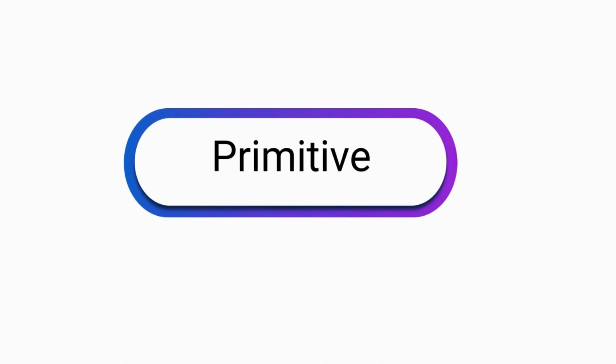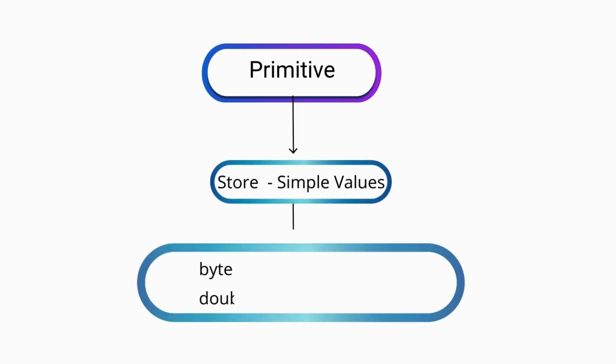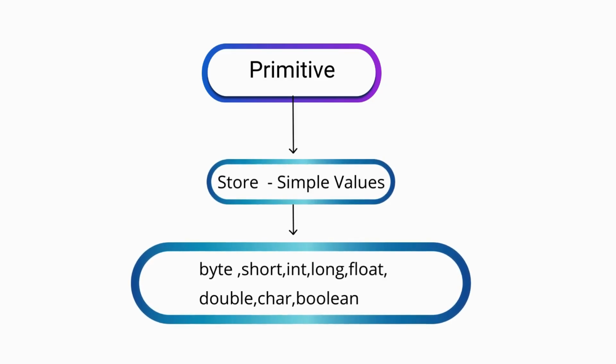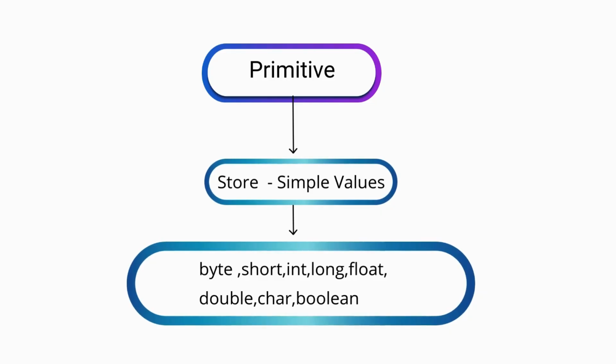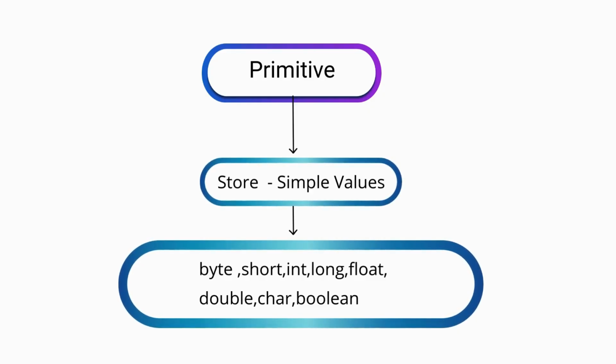Primitive data types. Imagine the core ingredients as primitive data types. Primitive data types are built in and store simple values directly in memory. Examples are byte, short, int, long, float, double, char and boolean. These eight are the primitive data types in Java. They are like basic ingredients in cooking, like flour, sugar, salt. They are small, simple and essential.